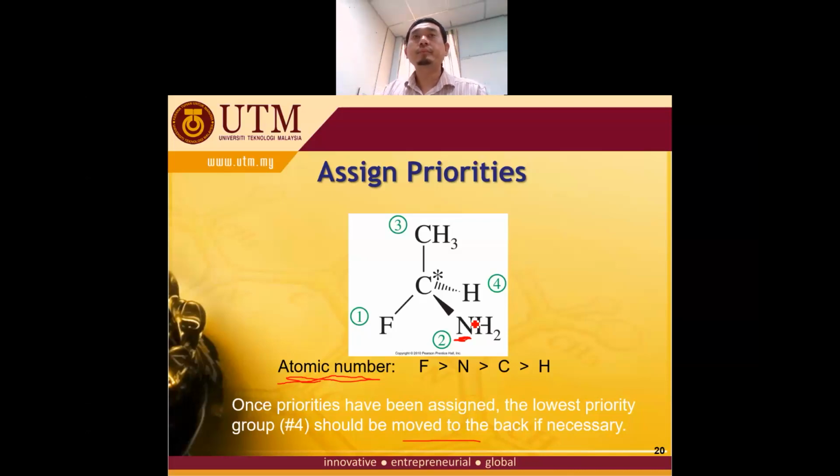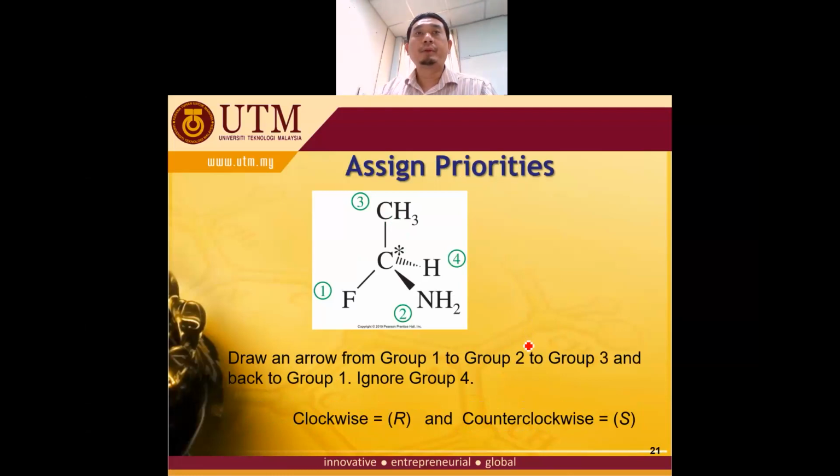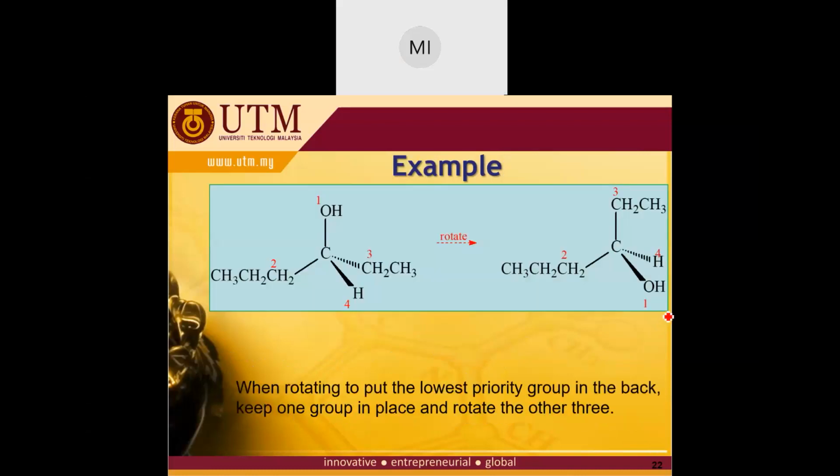So in this case, it's 1, 2, and 3, and this is counterclockwise, right? This is counterclockwise, so it should be S. This is 1, 2, 3, so it will be counterclockwise. Okay, good. This is an example.